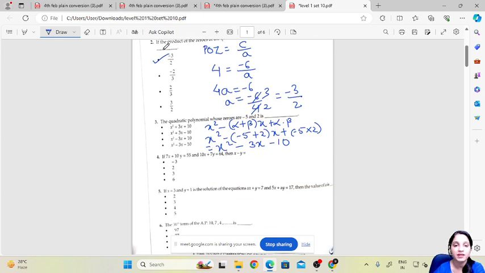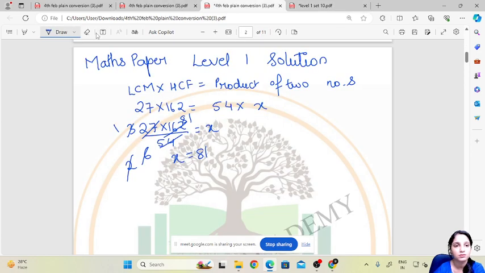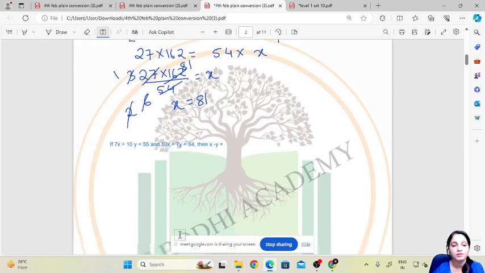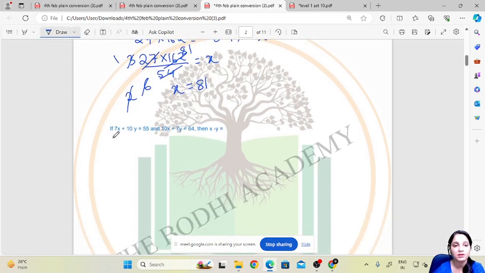Now, if 7x plus 10y equal to 55 and 10x plus 7y equal to 64, then x minus y. Okay, I'll take 10x plus 7y equal to 64 first. Why? I'll tell you. 7x plus 10y equal to 55.